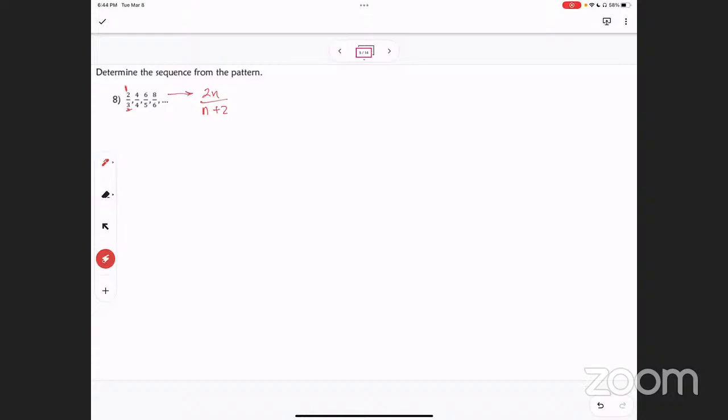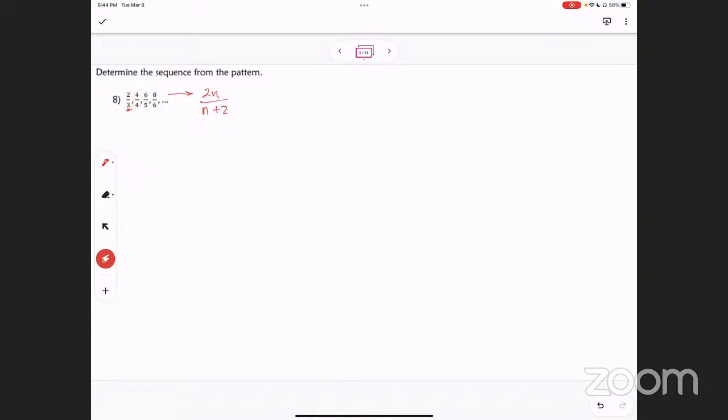When I make it 1, for my first term, what am I going to have? 1 times 2 is 2 over 1 plus 2, which is 3. How about when n is 2? What's 2 squared? 4. And what's 2 plus 2? 4. 4 over 4. Look at that. By the way, they could have written that as just 1. They were being nice, and they wrote 4 over 4.